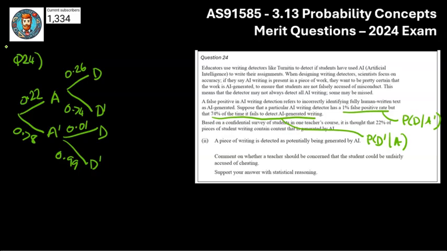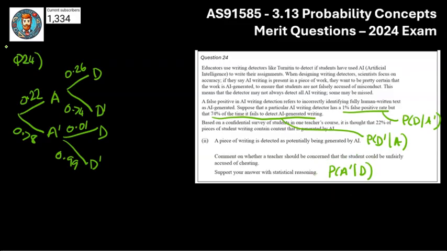Let's actually get into the bits of the question. So: comment on whether a teacher should be concerned that a student is unfairly accused of cheating. When I thought of that, I was like, oh geez, that's going to be quite difficult to figure out. But if you think about it in a probability sense, we're trying to find, well, what's the probability that AI was not used given it was detected as AI?